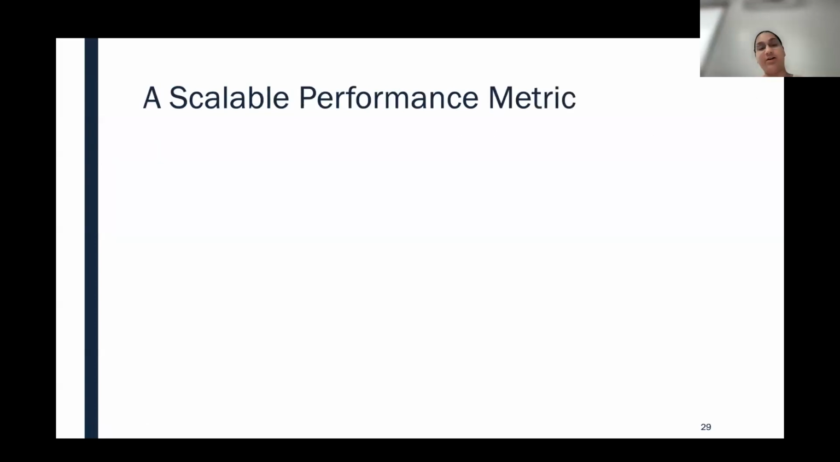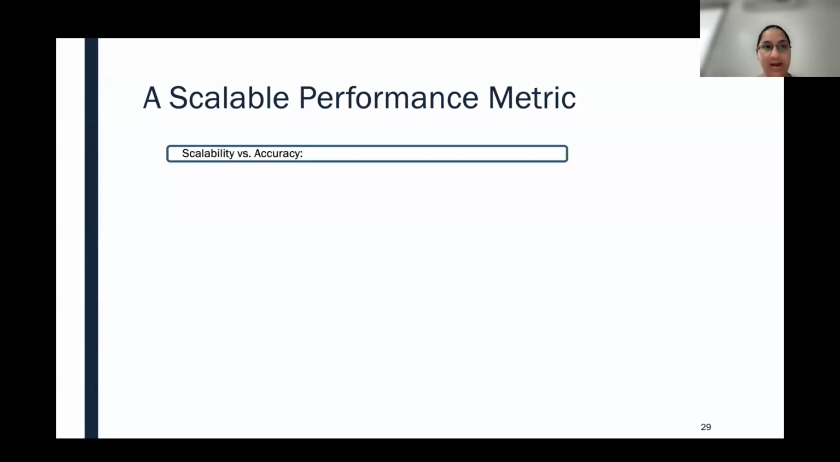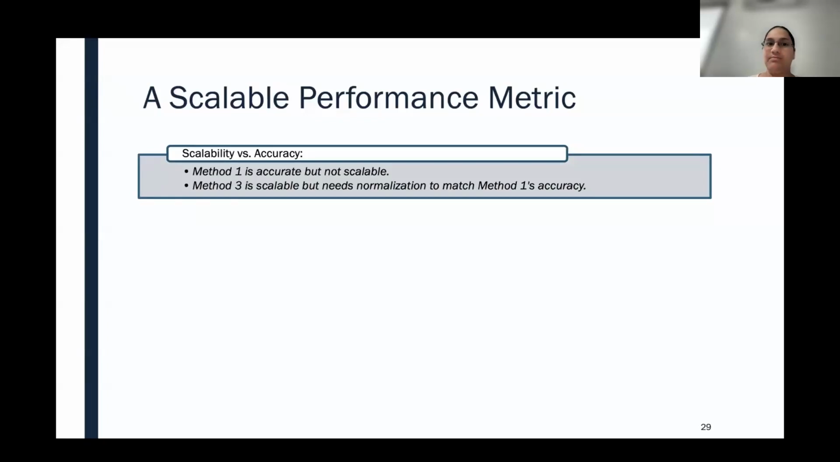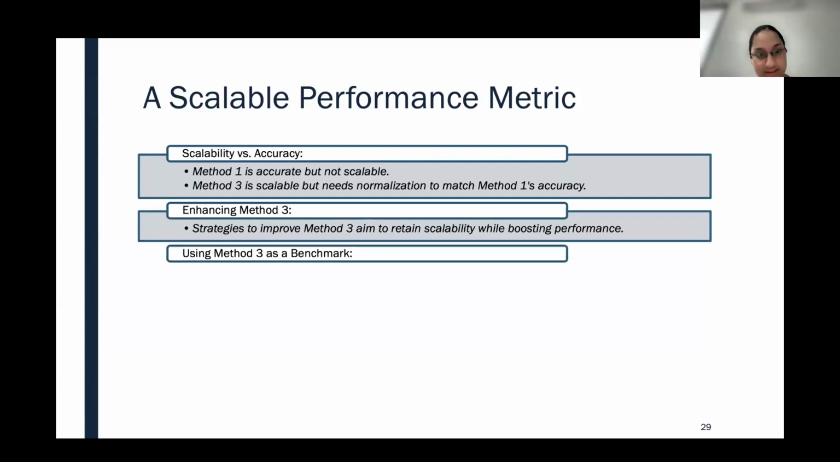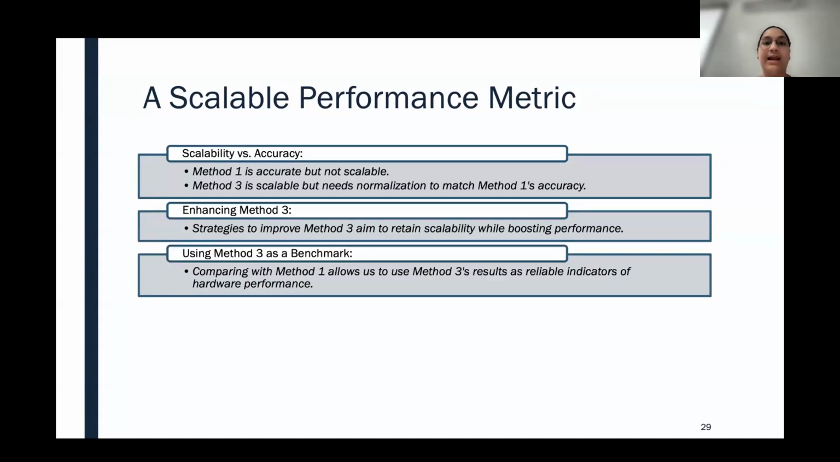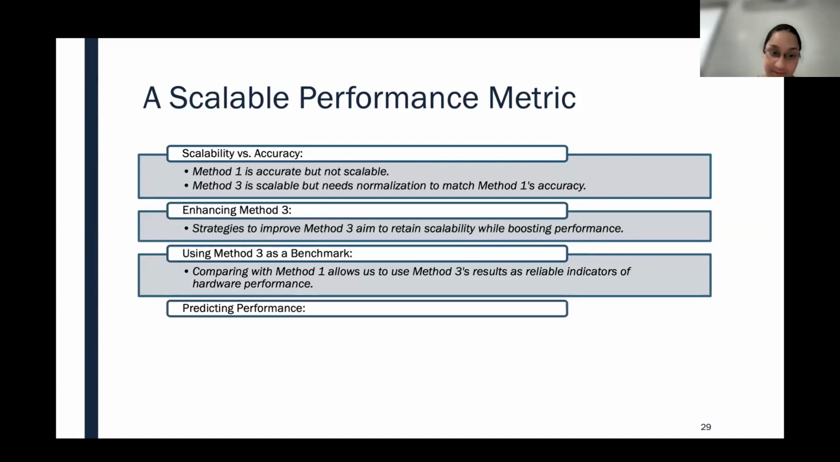So now that we have talked about all the methods, we are going to talk about a scalable performance metric, scalable with respect to number of qubits. Method 1 is accurate, but it's not scalable. Method 3, on the other hand, is scalable, but it needs normalization to match method 1's accuracy. So we are going to talk about some strategies to make sure that method 1 retains its scalability while boosting performance. Comparing method 1 allows us to use method 3's results as a reliable indicator of hardware performance.